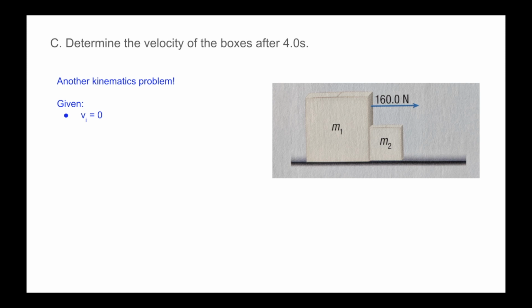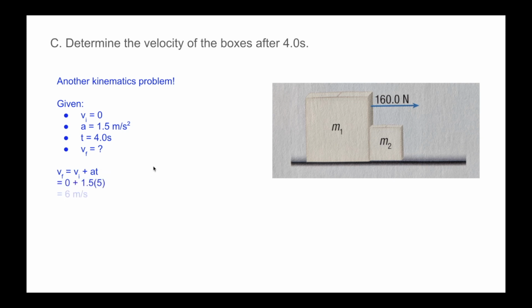Okay, so we know the initial velocity is 0. That was given in the question, that the boxes are starting from rest. So we know that, we know the acceleration, and we know the time. And we're trying to find the final velocity after 4 seconds. So once again, you just have to look in your formulas of kinematics and pick the right one. And in this case, it's this one. The final velocity equals the initial velocity plus the acceleration times the time.